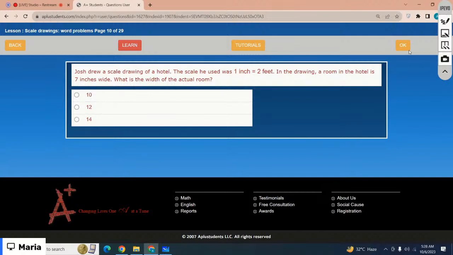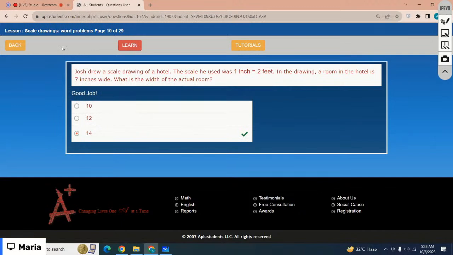The width of the actual room is 14 feet, right? The correct option is 14 feet. Okay, you can complete the lesson by yourself later today. Let's move on to the next one.